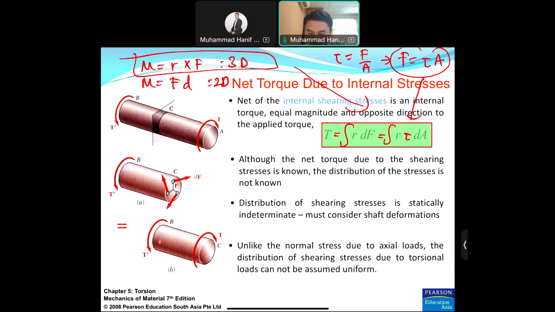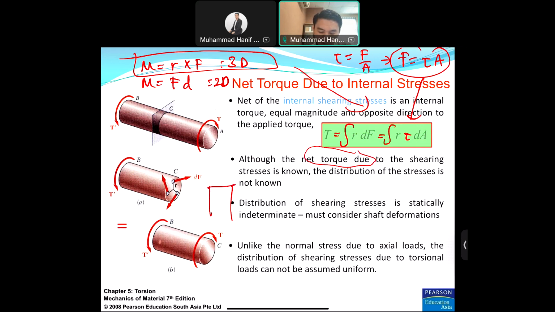Although the net torque due to the shearing stresses is known, the distribution of the stress is not known. So it's not similar to the axial load, as I mentioned in the class. Axial load has uniform stress at every single location. So I repeat again for the axial load.